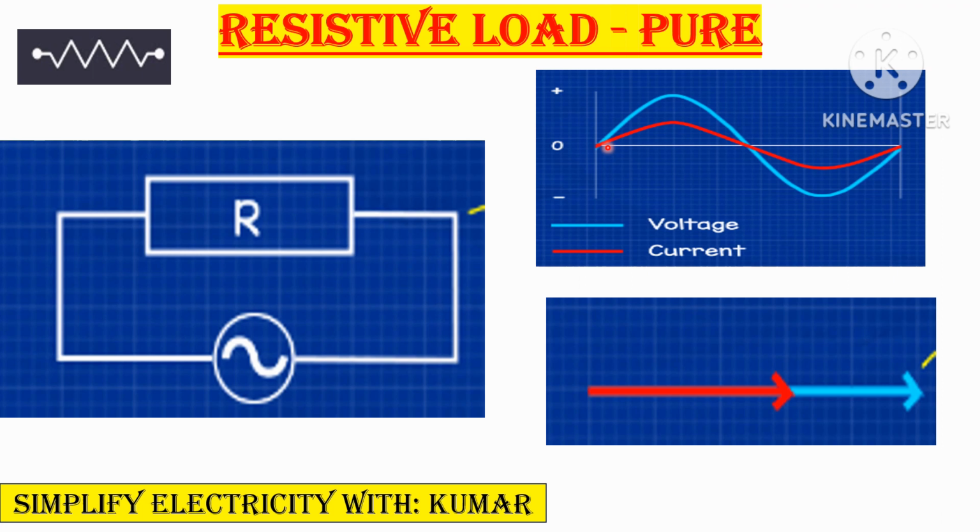What is the angle between voltage and current for the resistive load? Your answer will be zero. This we can indicate with this phasor diagram. Both are in the same phase, so is there an angle? No, the angle between voltage and current is zero.